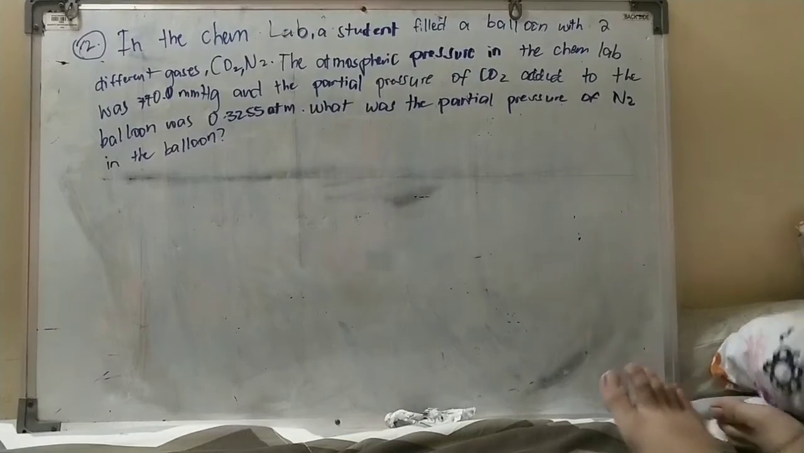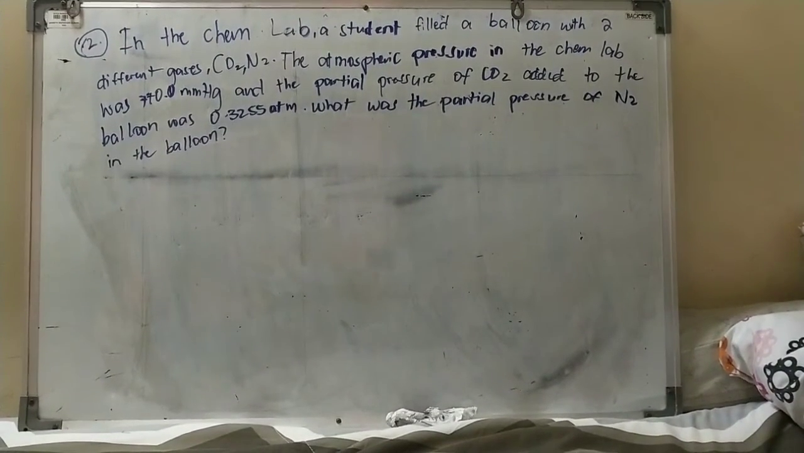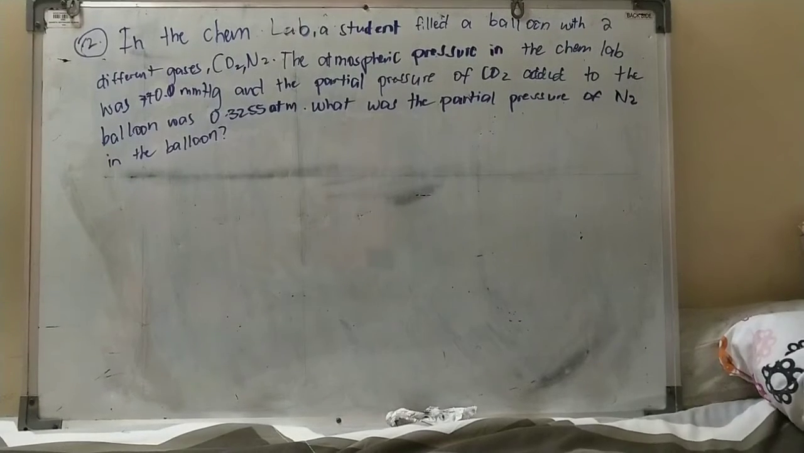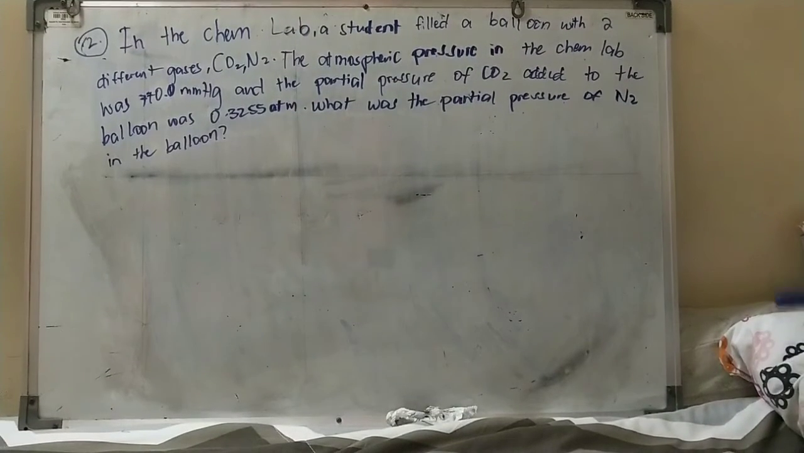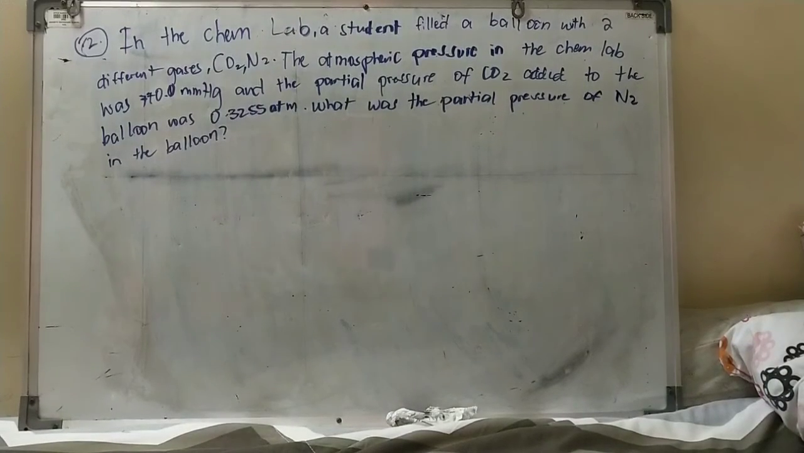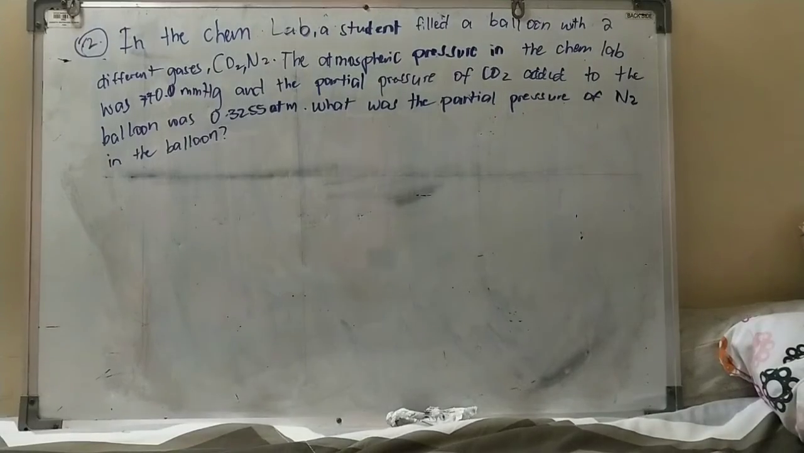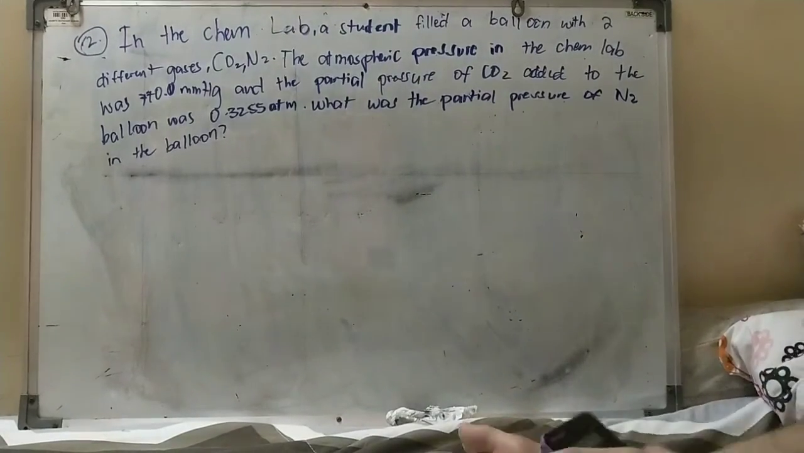Now, let's head over to our second question. In the chem lab, a student filled a balloon with 2 different gases, carbon dioxide and nitrogen. The atmospheric pressure in the chem lab was 770.0 mmHg, and the partial pressure of CO2 added to the balloon was 0.3255 atm. What was the partial pressure of N2 in the balloon?